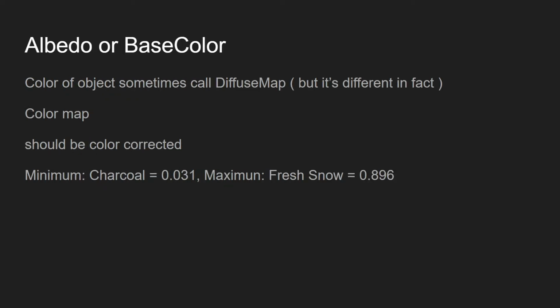Albedo, it's a color. Maybe some people are going to refer to it as a diffuse map, but that's not really exactly the same. So albedo is a definition of the color of the shader. It's a color map. It should be color corrected. That's something that we're going to have a look at. And of course, there is some limitation because it's physically based. That's maybe one of the differences between a diffuse map and an albedo. You've got some limitations of the physical world.